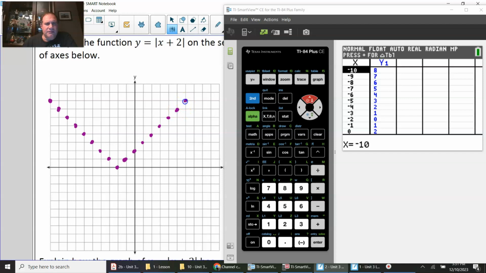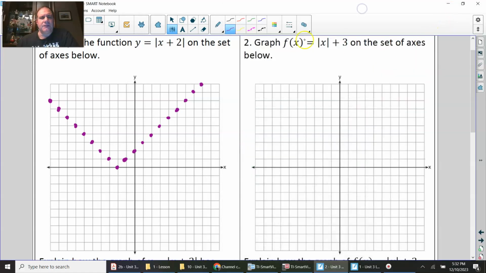And I would check to see if you have 8, 10. And it is 8, 10. Very good. All right, so we're going to draw the lines nice and straight. We're going to put arrows on the ends. And this is y equals the absolute value of x plus 2 on the set of axes below.